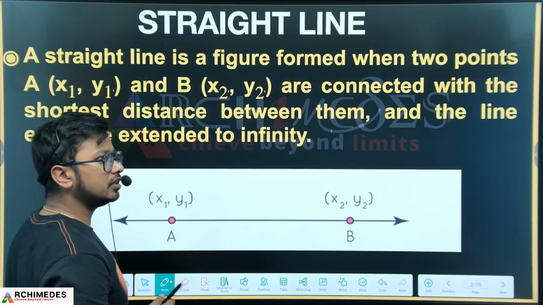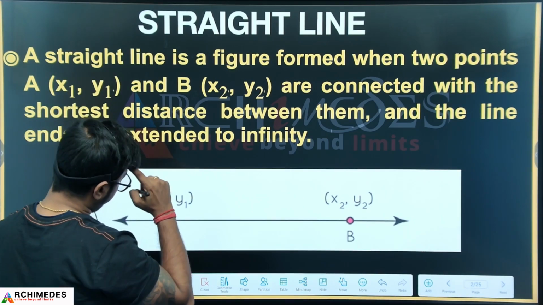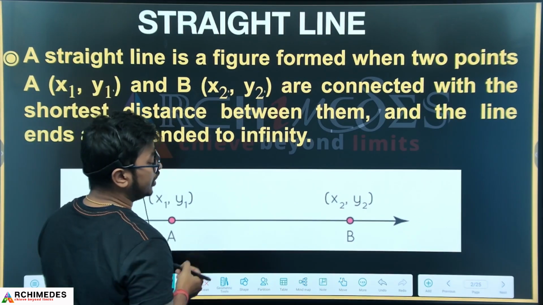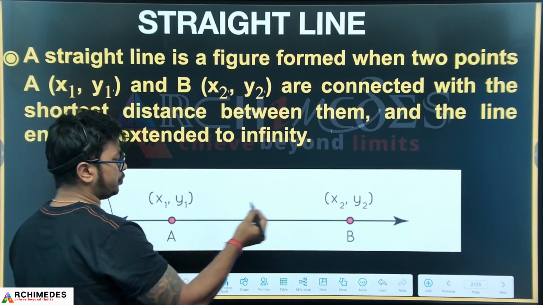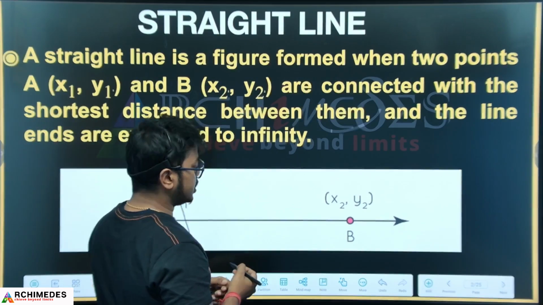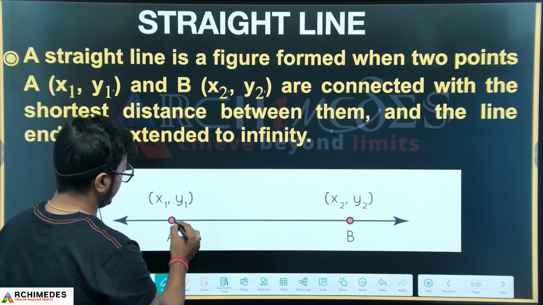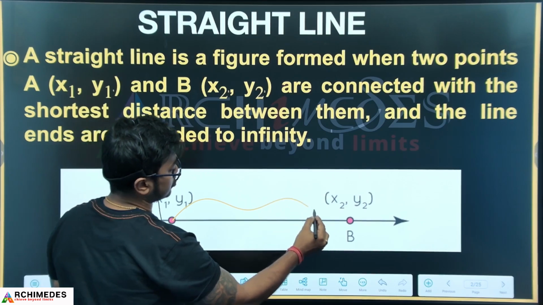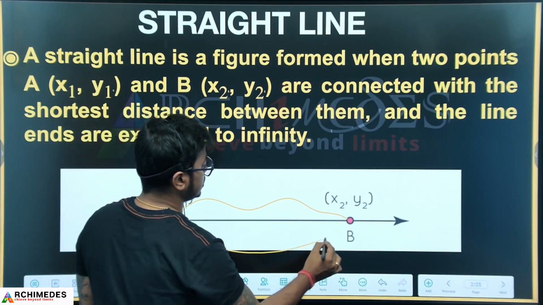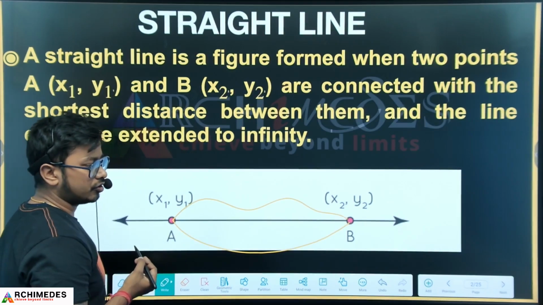So, how to define the straight line? Suppose there are 2 points in the plane. If we join these 2 points with a figure whose distance is the least, because I can join these points with the help of this one as well, or this one also, yes or no? This is also a way we can join these points. So this is not the straight line. This is not the straight line.